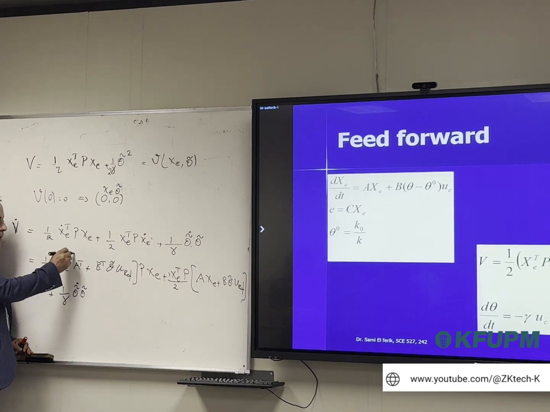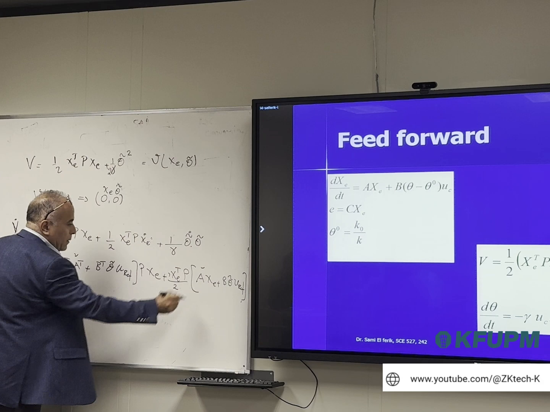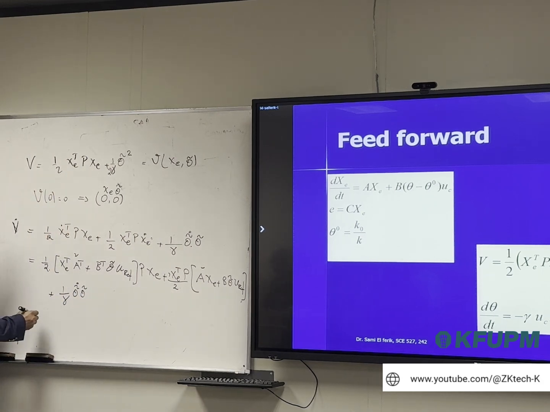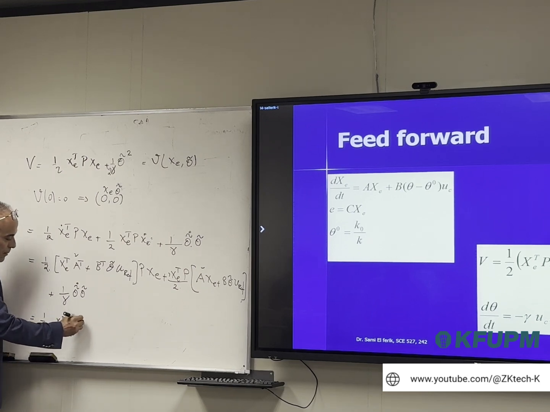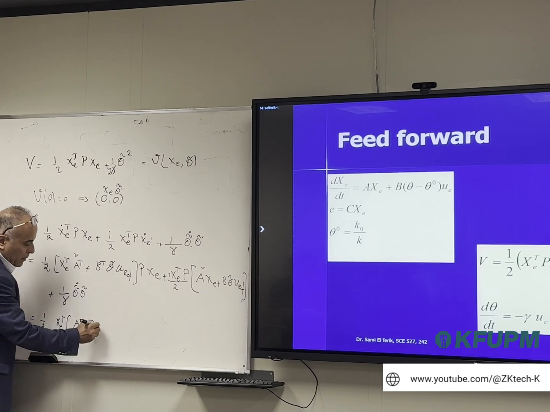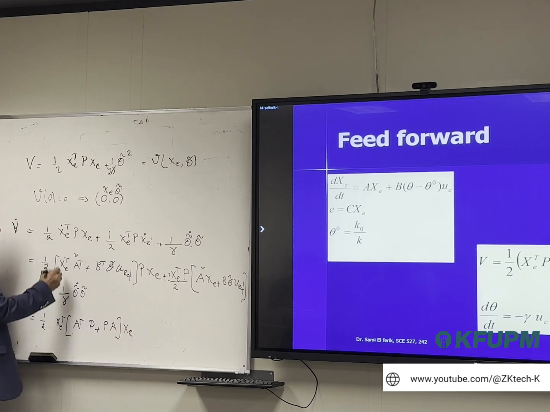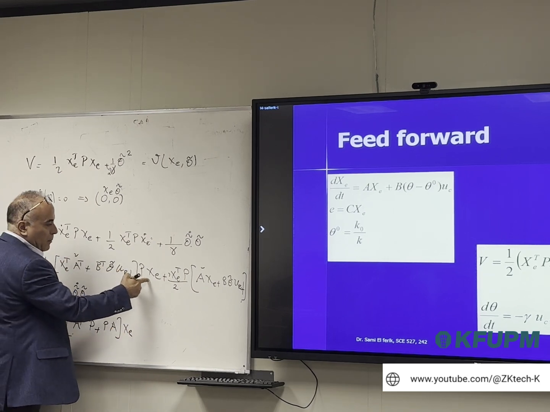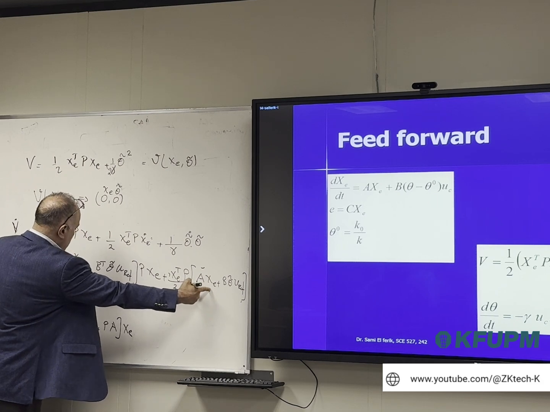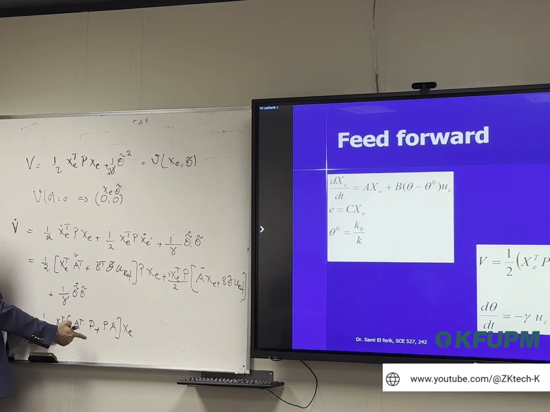All right, so I'm going to connect all these terms that we have here with the A together. So what we are going to have is half multiplied by xe transpose multiplied by A transpose P plus P A, multiplied by xe. So I'm going to use this term with this term, this term with this term. So these two terms have been used already. And this is what it will give you. Everybody agrees with that?